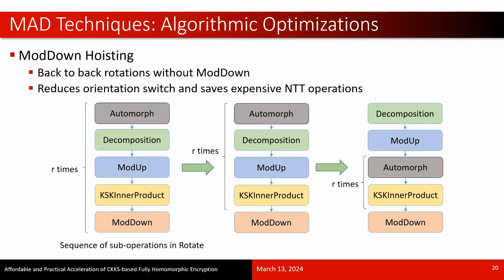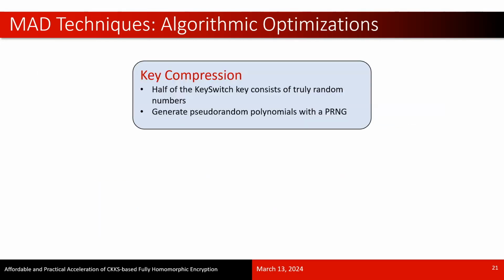Therefore, when we combine the two optimizations, moving the mod up out and moving the mod down out of the loop, instead of our mod up and mod down operations, we perform these operations just once, thereby reducing the number of orientation switches and the number of NTT operations that are required during back-to-back rotation operations. Then the final optimization, that is compressing the key with a pseudo-random number generator.